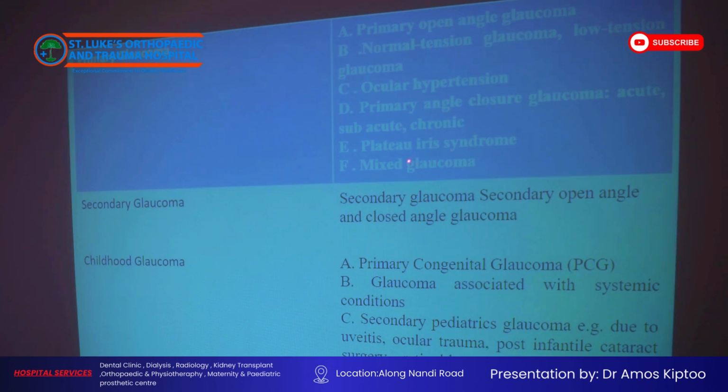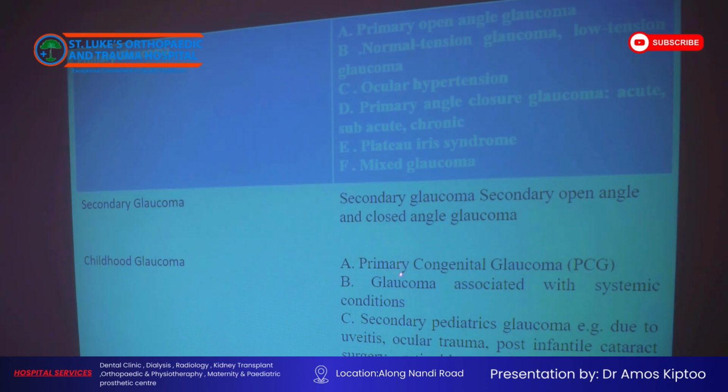and also depending on the site, we have something called plateau. This is more complex, but I will mention primary open angle glaucoma today, and childhood glaucomas. Even children who are born can have glaucoma, and people who are adults can have glaucoma.